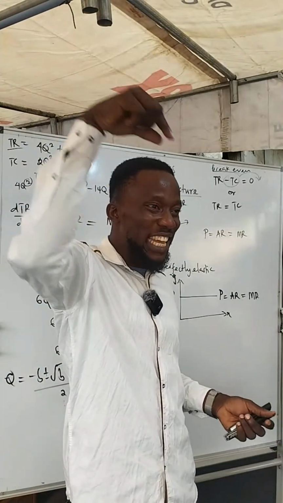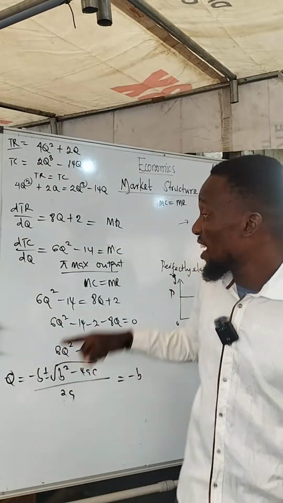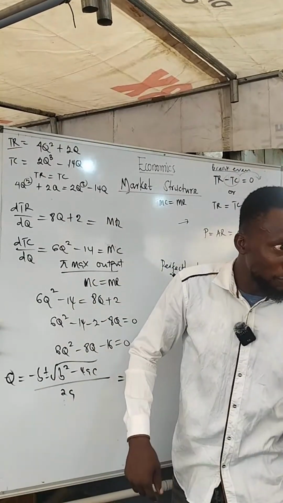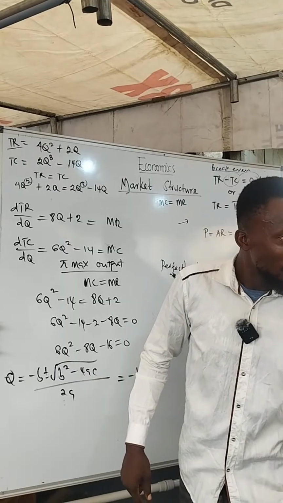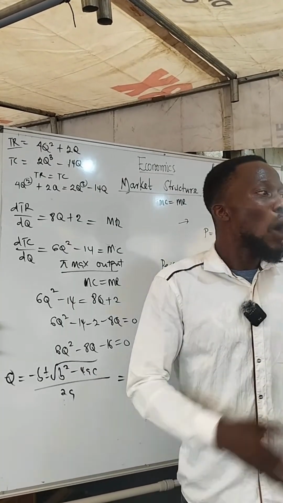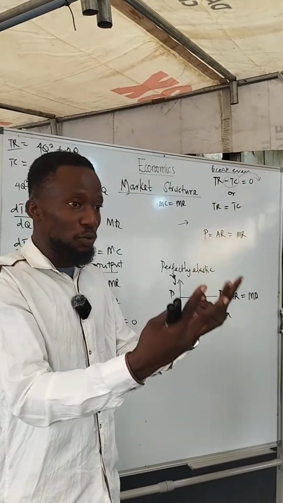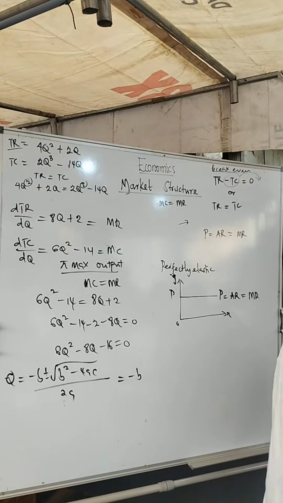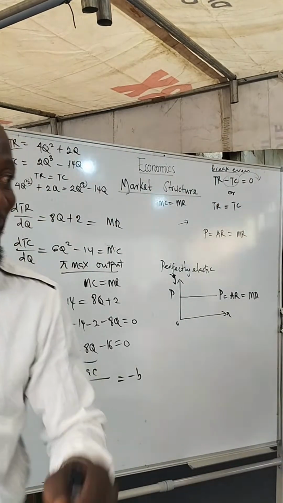The reason why you are differentiating again is because the degree of Q after differentiating the first time is more than 1. So after here we'll be having 2 values for Q. We now want to look for the one that will make us maximize profit. Am I making any sense?